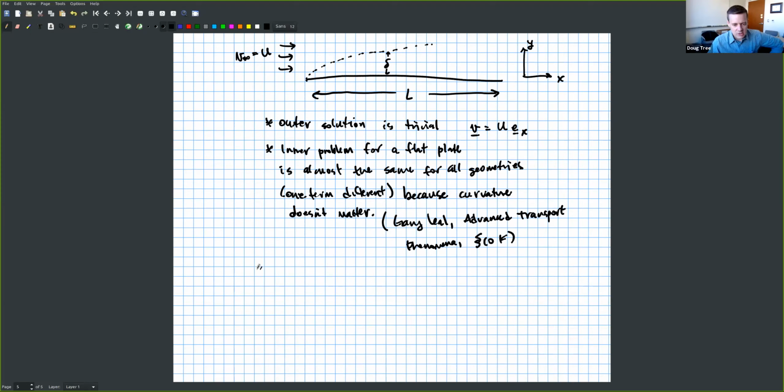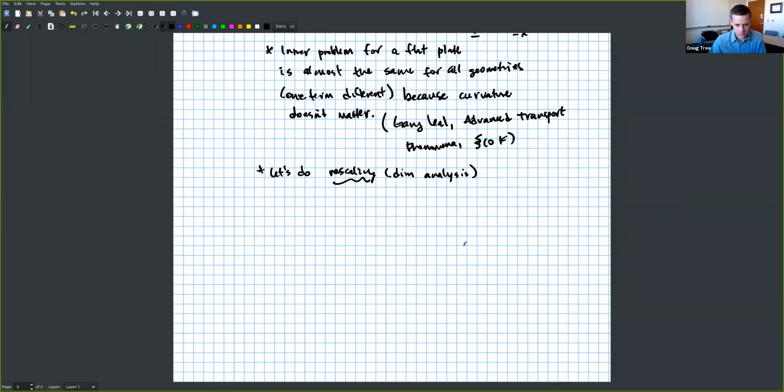let's do the rescaling. Okay, this is dimensional analysis again. But this time we're going to pick different scales. So we're going to start with the continuity equation. So let's do, I'll write the continuity equation right here, continuity.